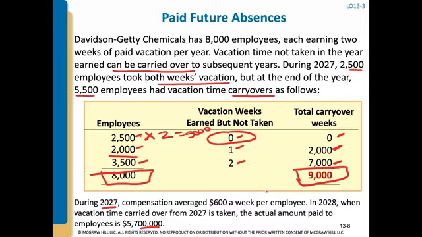And 2,000 employees only took 1 week and had 1 week to roll forward to the following years. So 2,000 employees took 1 week, right? So that gives you 2,000 weeks of vacation that was earned and taken in 2027. So total of that is 7,000 weeks, and it tells us that in 2027 the compensation averaged $600 a week. So that gives us $4.2 million.